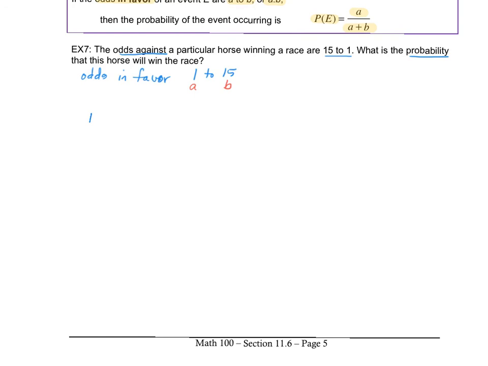The probability that the horse will win, that's what I'm trying to find, is going to be A, or 1, over A plus B, 1 plus 15. It would be 1 over 16. So again, just to caution, make sure that you're clear on what you're being asked to find. Are you asked to find the odds in favor, the odds against? Are you asked to find the probability and you're given odds against or odds in favor?